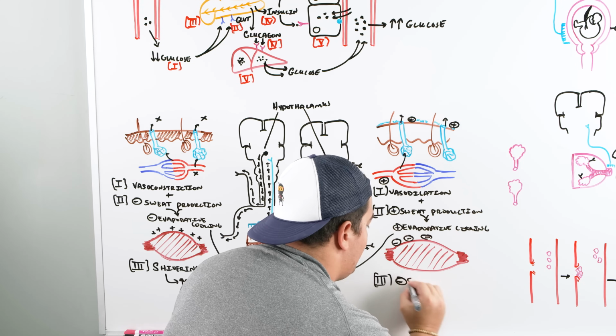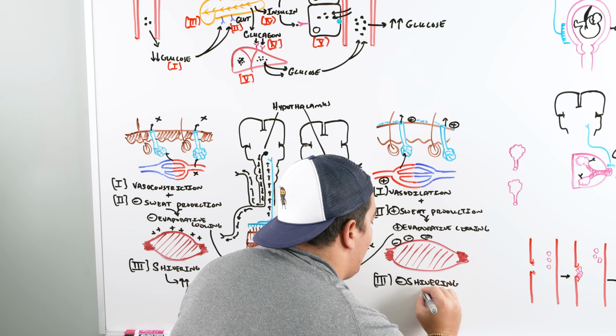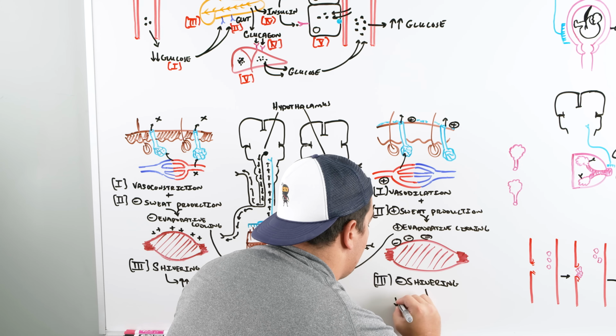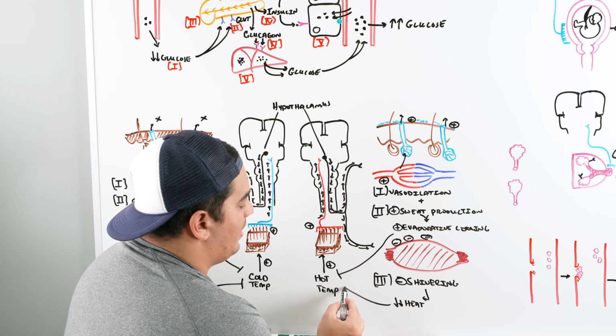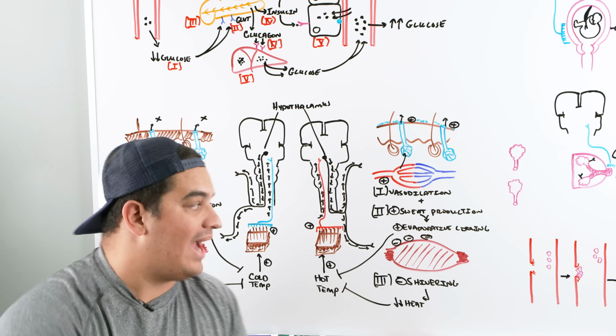So if I inhibit shivering, I won't be able to generate a lot of heat. So then that'll do what? That'll decrease the heat production from my muscles. And if I decrease the heat production, that'll decrease the increase in the internal body temperature. And that's the counteractive response.